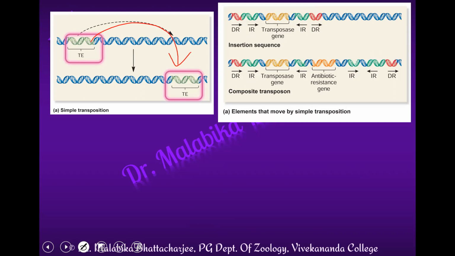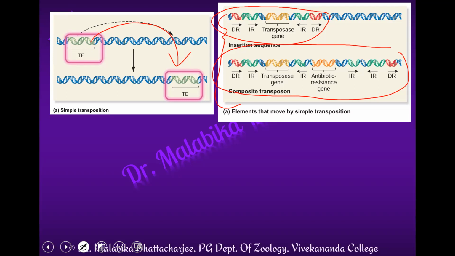Under simple transposition, we have these two basic categories of transposable genetic elements. One is the insertion sequence. As you can see, the structure is not much complex, it's much simpler. And if you look into the composite transposon, you can see that the size is bigger and a number of elements have been introduced into the composite transposon.